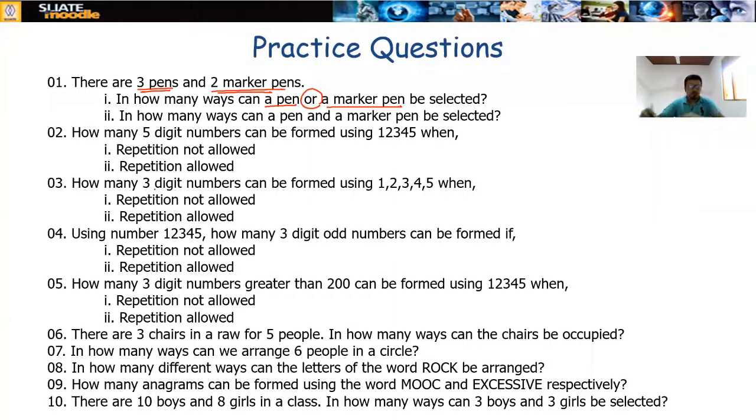Part 2. In how many ways can a pen and a marker pen be selected? What should be the answer there? Yes, the answer should be 6, right? We need to select what? A pen, and a marker pen. It means 1 out of these 3, 1 out of these 2. We need to select a pen and a marker pen.